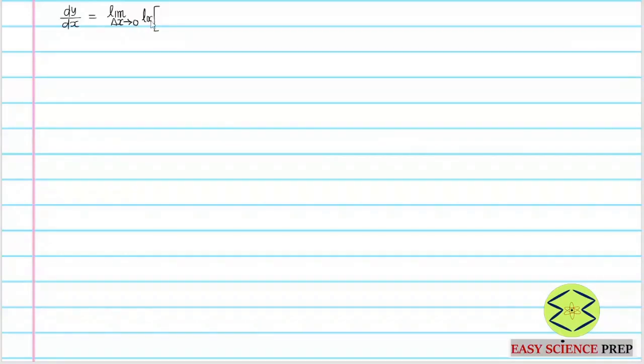Then we have log of (1 plus delta x by x), raised to 1 over delta x. This is what we have here. Now, by the rule, if we have delta x here, we should have delta x here. But if you look here, we are getting delta x by x. So somehow we have to adjust it such that the same variable must be here. At all points, you should have the same variable.